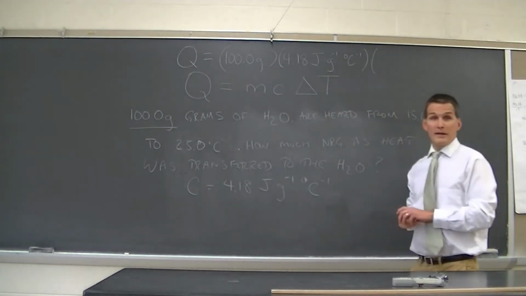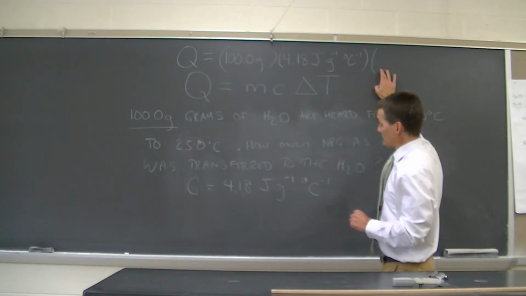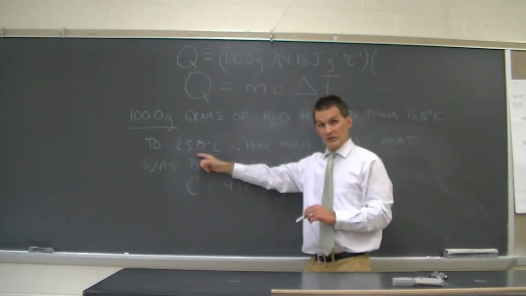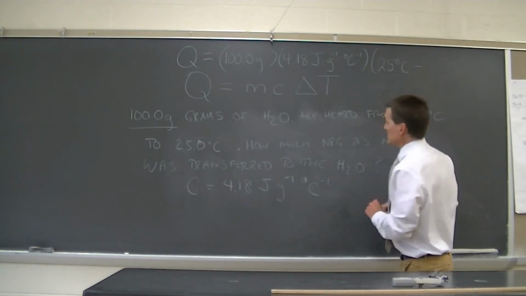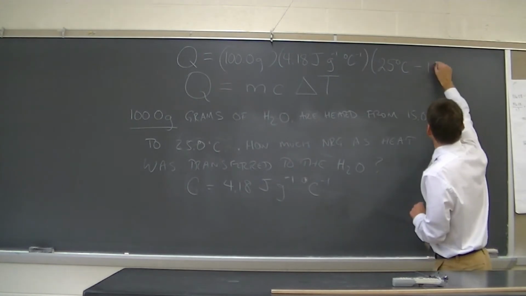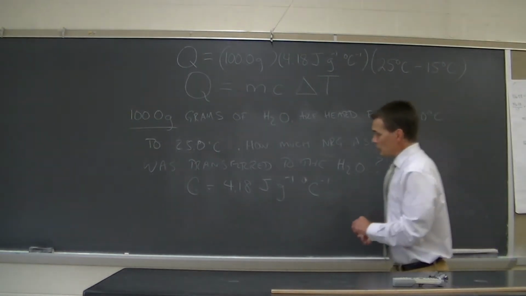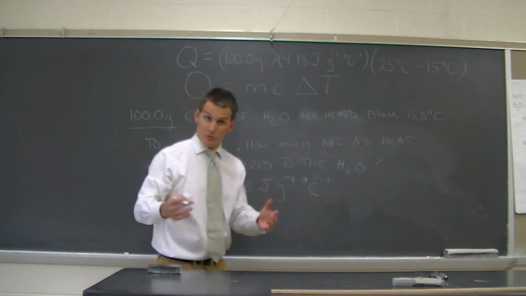And then we're going to multiply that by the change in temperature, which we need to remember is going to be the final temperature, which is 25 degrees Celsius, minus the initial temperature, where we started, which is 15 degrees Celsius. And the last thing I'm going to do before I run through the calculations, I'm going to make sure that all the units are talking to each other.